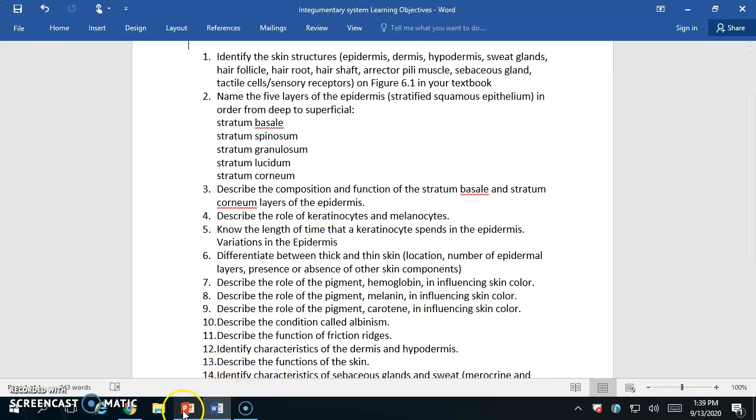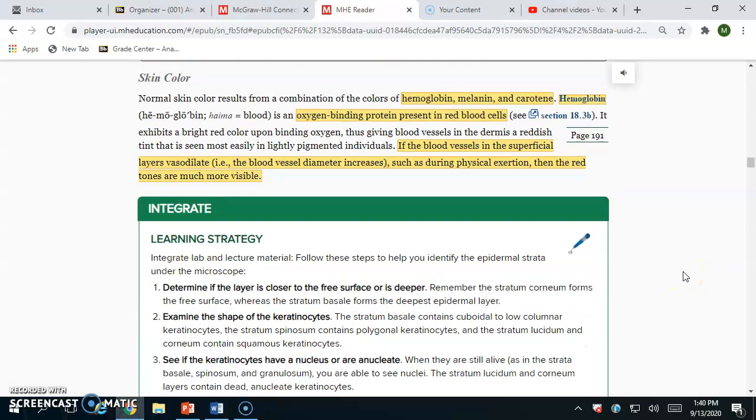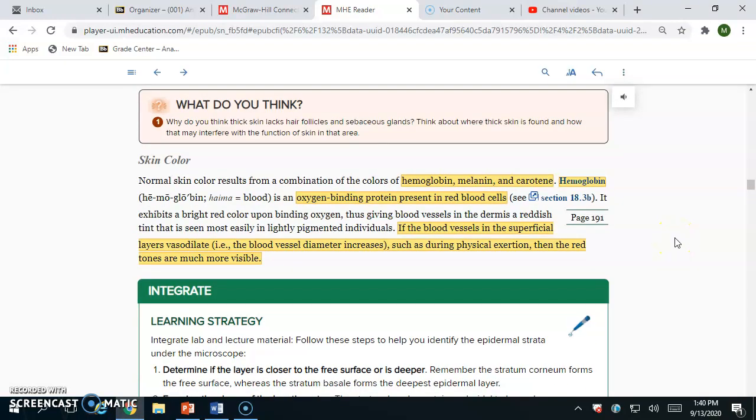So when it comes to hemoglobin, because it's the pigment that's in our blood that gives the blood that red color, then depending on whether we have a lot of blood flow going to our vessels that are in our skin, or whether we don't have a lot of blood flow, the color of our skin can be changed based on the amount of blood that is allowed to go to the surface of our skin.